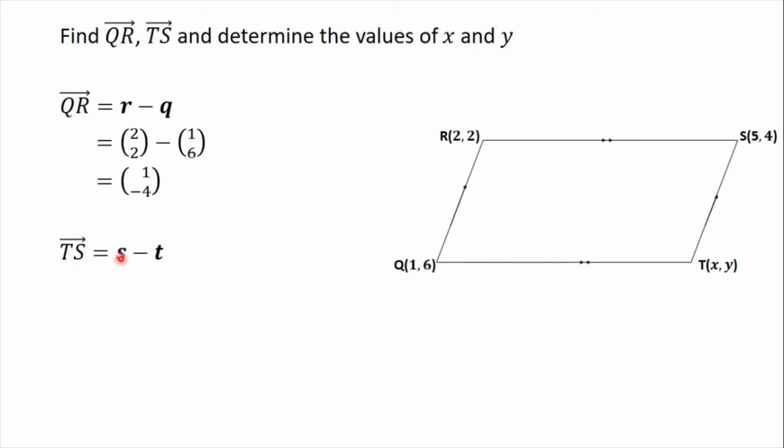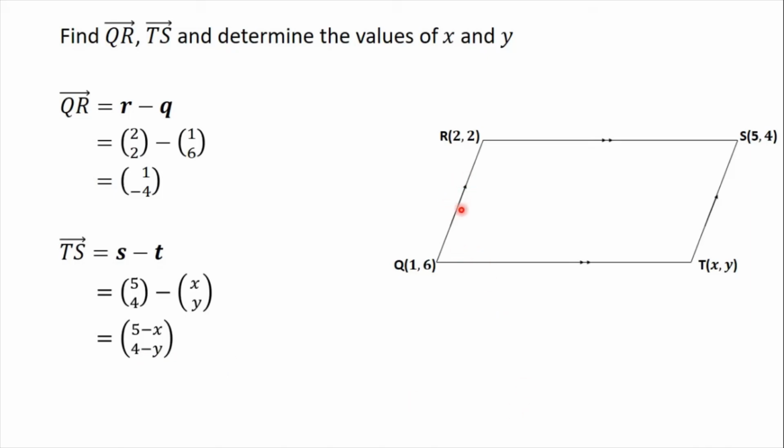Vector TS will give us position vector S minus position vector T. We have explained this in the previous video. So vector TS is equal to position vector S minus position vector T, the second one minus the first one. The components of S will be the coordinates of point S, which are 5, 4, minus the components of T, which are the coordinates of point T, x, y. And this we know from algebra: 5 minus x will give us 5 minus x, and 4 minus y will give us 4 minus y.